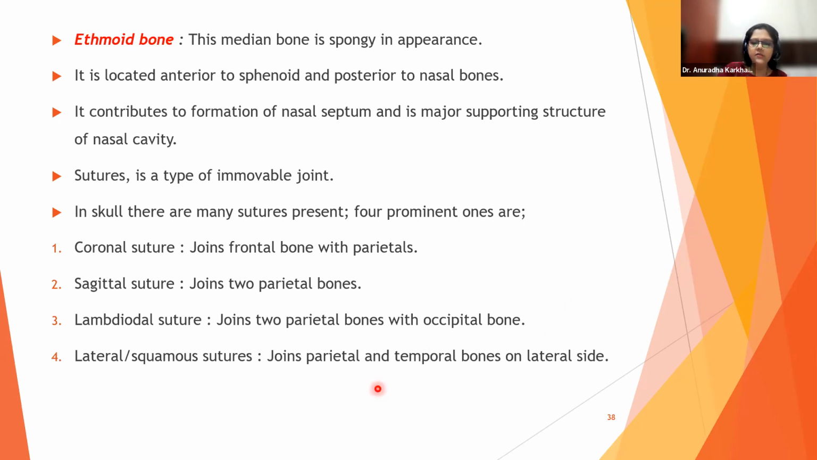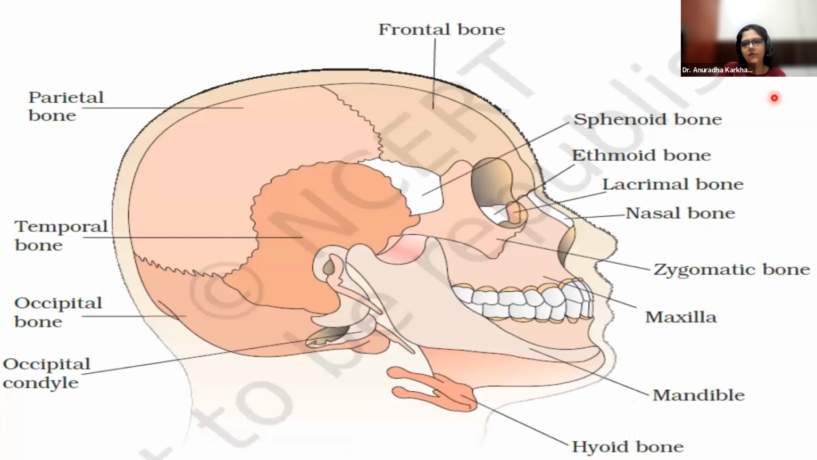You can see this, a very beautiful diagram. Here you can see this is the frontal bone. This is the parietal bone. The suture that joins the frontal and parietal bones, you can see this suture, this is going to be your coronal suture.